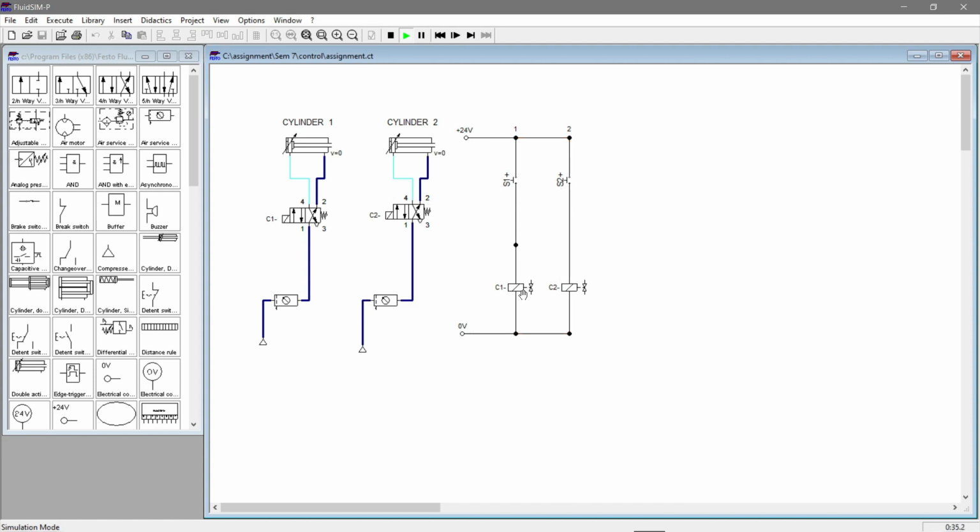So the function of C1 and C2 is the solenoid relay from the 5/2 way valve, which is at the bottom of cylinder 2 and cylinder 1.